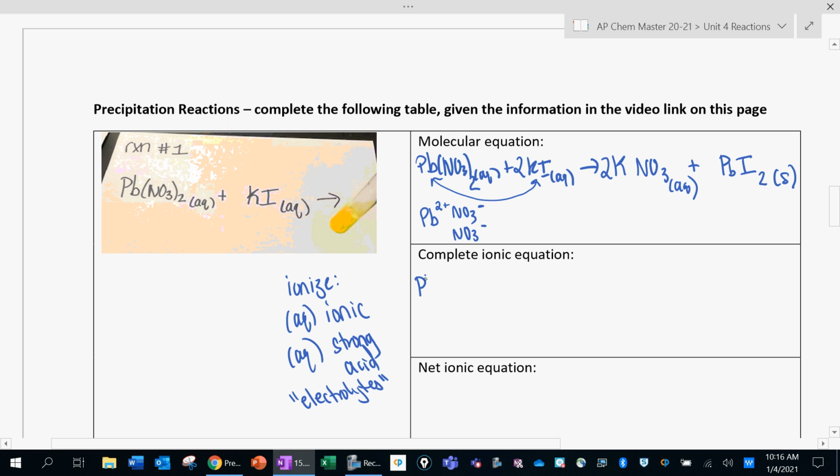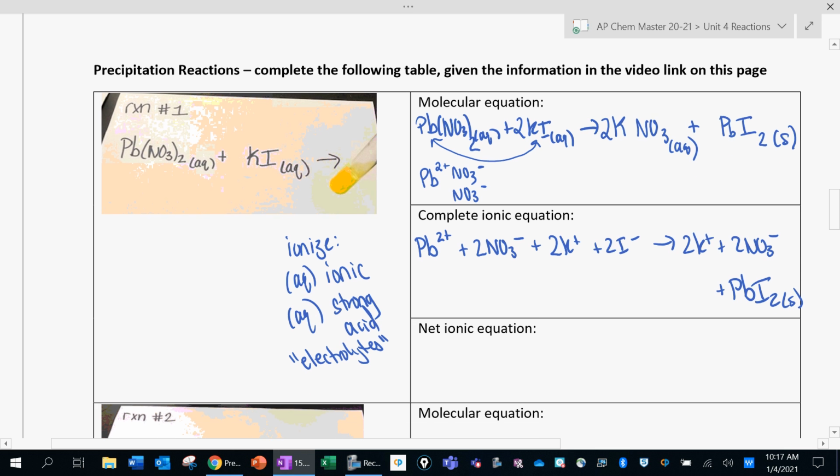So lead nitrate is actually 1 lead ion and 2 nitrate ions. And 2 KI's, that's actually 2 potassium ions and 2 iodide ions. We are drawing them as they actually exist in solution. So my KNO3 is also going to separate into ions. But my lead iodide, it is not soluble, so it stays stuck together in that big solid mass there. So that's my complete ionic.